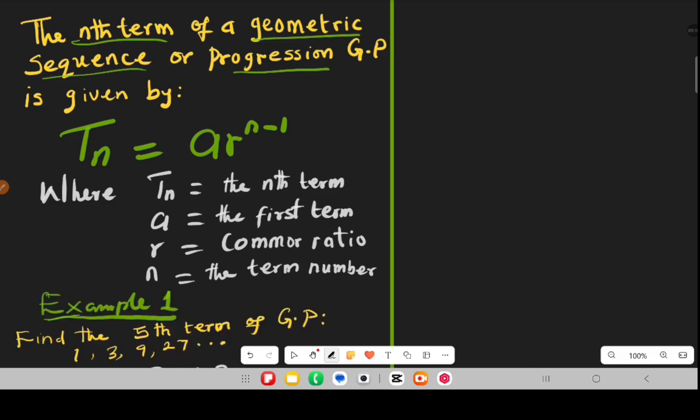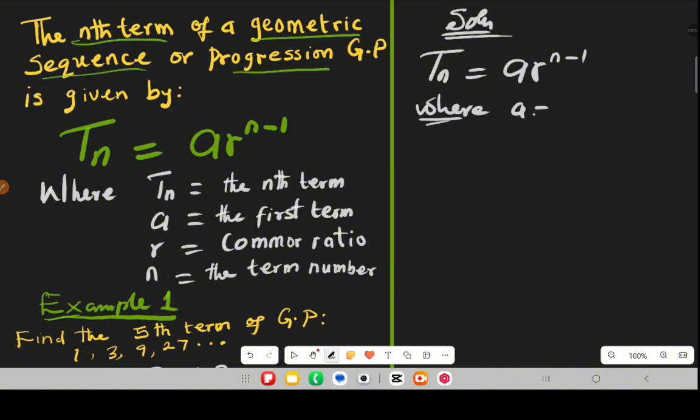The first example reads: find the fifth term of the GP 1, 3, 9, 27. Solution: using the formula Tn equals ar raised to the power of n minus 1, where a is the first term, here we have 1. r is the common ratio. Common ratio means the preceding term divided by the first term. 3 divided by 1 gives us 3. 9 divided by 3 gives us 3. 27 divided by 9 gives us 3.